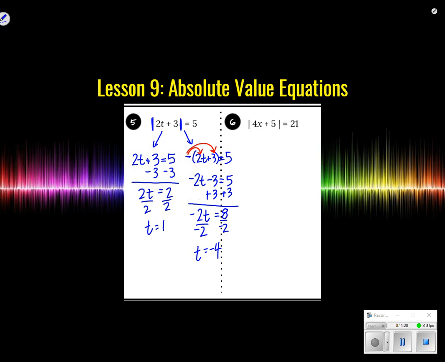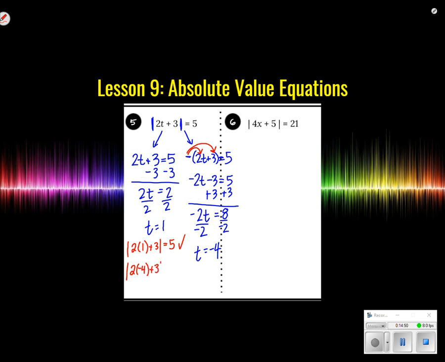So we're trying to figure out what numbers plug in. Let's check and see if we're right. So 2 times 1 plus 3. Well, 2 times 1 is 2. 2 plus 3 is 5. The absolute value of 5 is 5. Yep, we're looking good. Okay, so 2 times negative 4, that's negative 8.